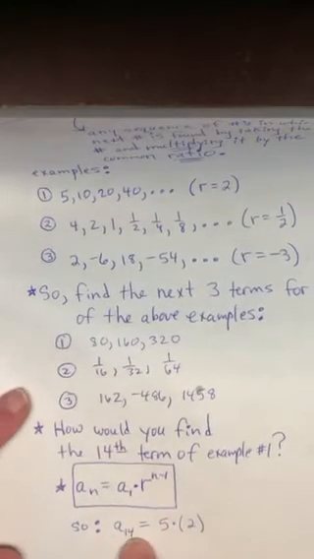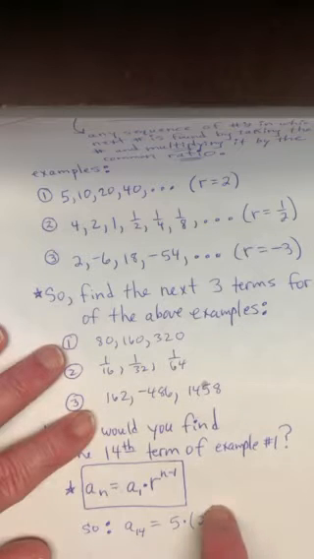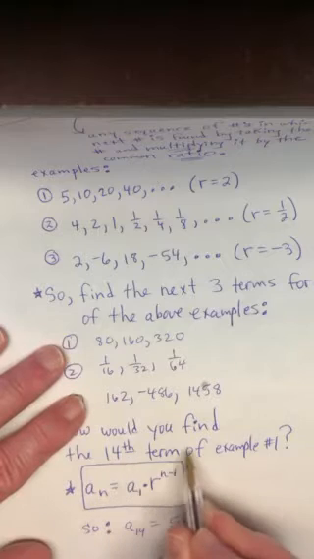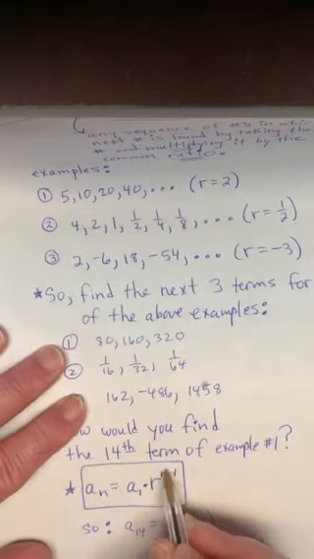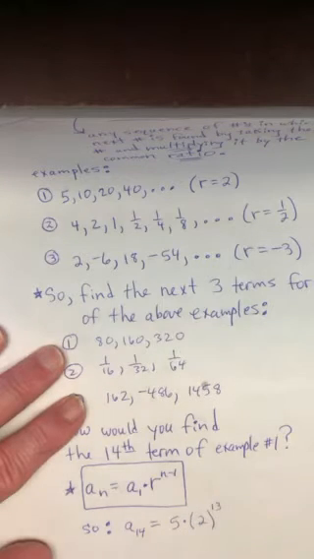We got A sub 14. The 14th term would equal the first term, which was 5, times the common ratio, which is, of course, 2. And that ratio is raised to the n minus 1 power. Now, since we're looking for the 14th term, n would be 14. So 14 minus 1 is, of course, 13.